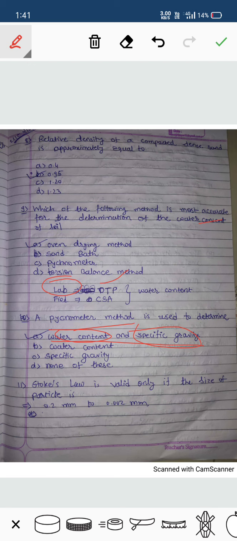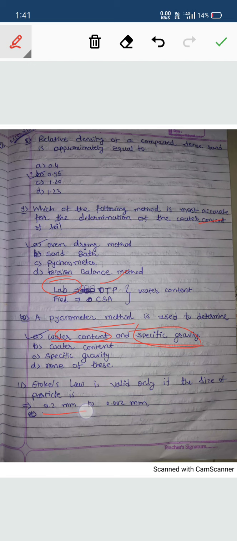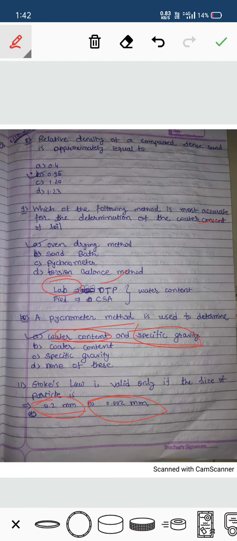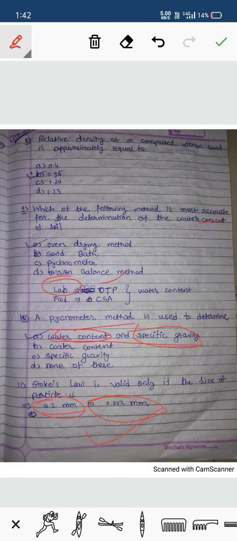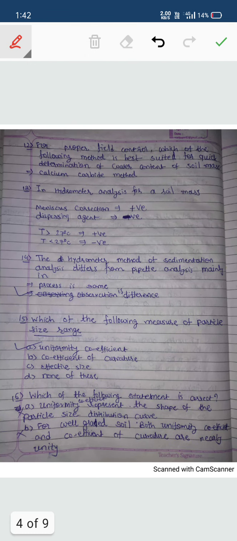Stokes law is valid only if the size of the particle is 0.2 mm to 0.002 mm, then it is valid for Stokes law. Okay, so now moving forward.